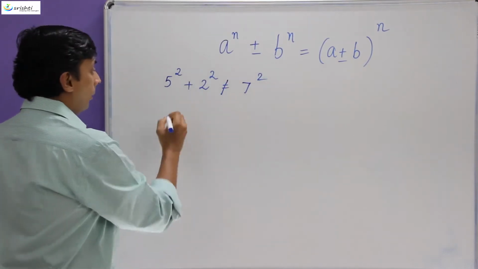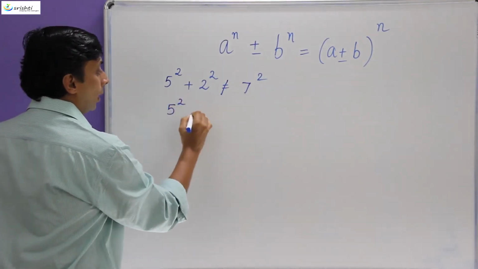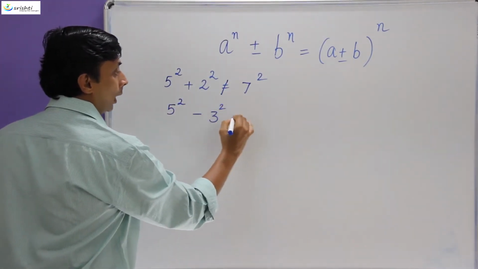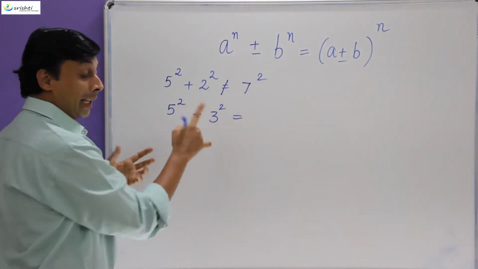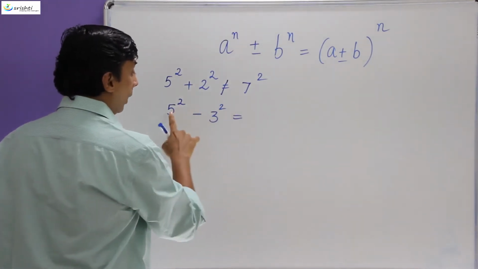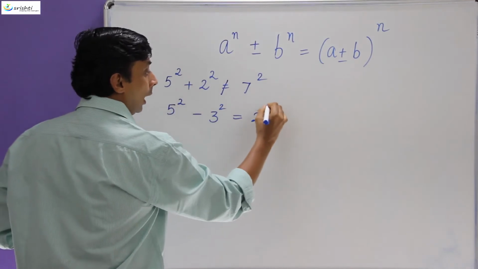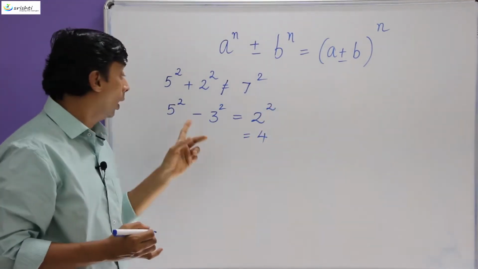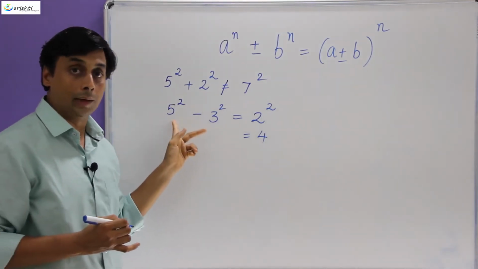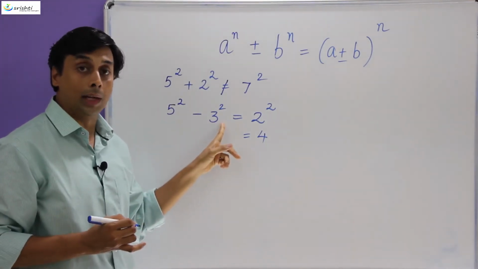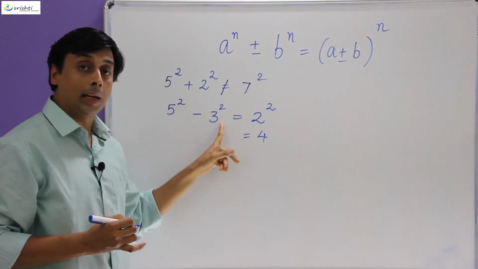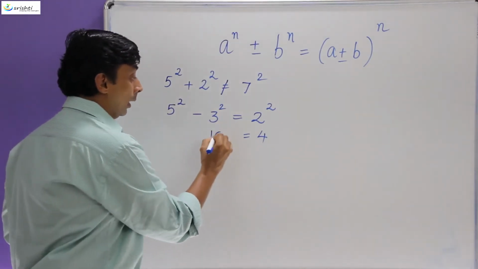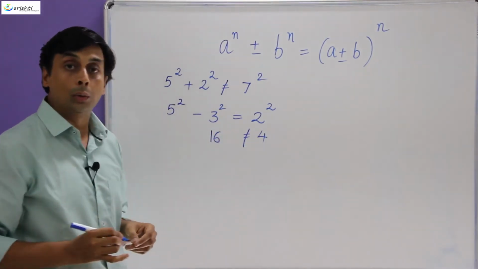Or if you ask them how much is 5 square minus 3 square? They tend to think, oh, squares can be taken out as common. So let me do 5 minus 3, which is 2, and 2 square is going to be 4. Let's see if this is really true. How much is 5 square? 25. How much is 3 square? 9. So 25 minus 9 is going to be 16, and 16 is definitely not equal to 4.